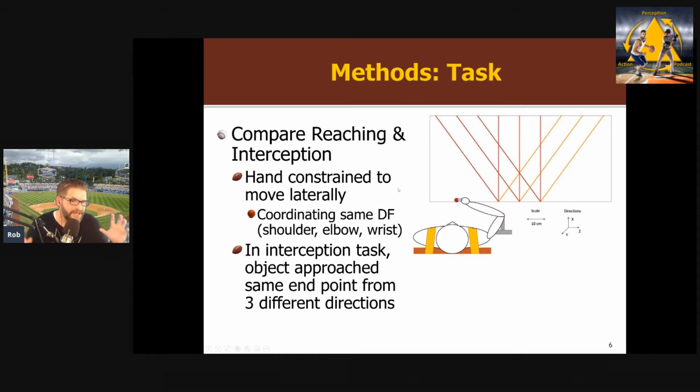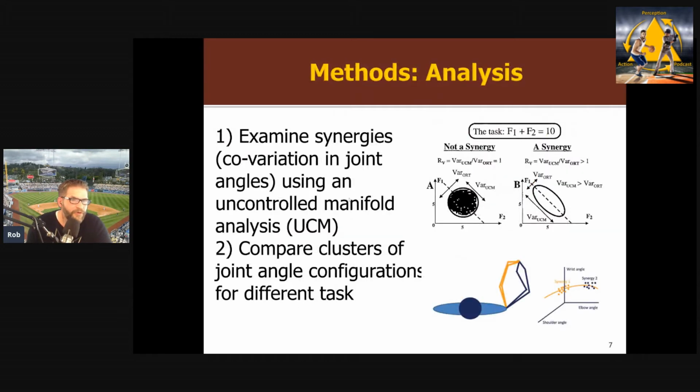They're going to compare two very different tasks, same joints, but one is the interception of a moving target, one is reaching to a stationary target. And within the interception task, they have these three different conditions. For the analysis to look at this two-step process, what they did was they first did what's called uncontrolled manifold analysis. And I've talked about this on the podcast a few times. If you want to look it up, I've gone into detail on a few episodes. In my recent paper, I talk a little bit about it.